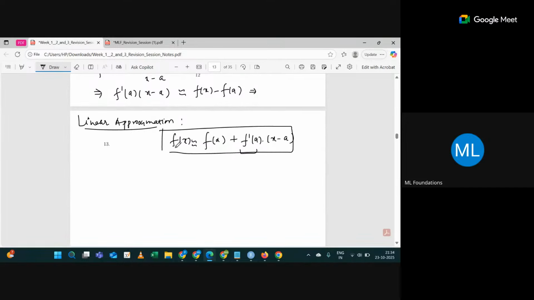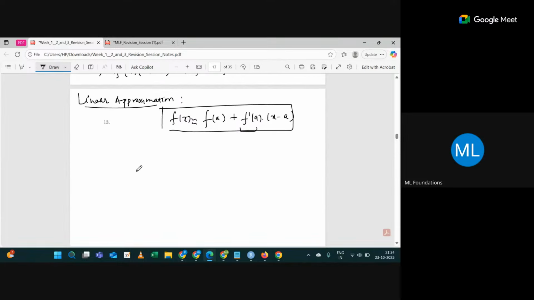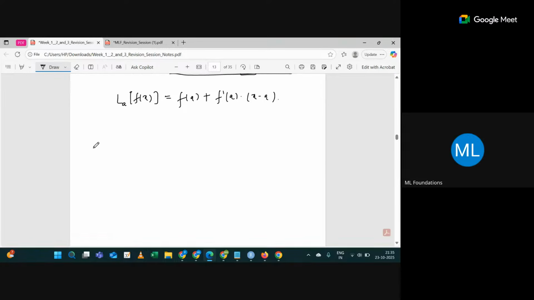If you see the notation which sir has used, it's L of a. If someone is writing like this, you have to see it's f of a plus f dash of a into x minus a.